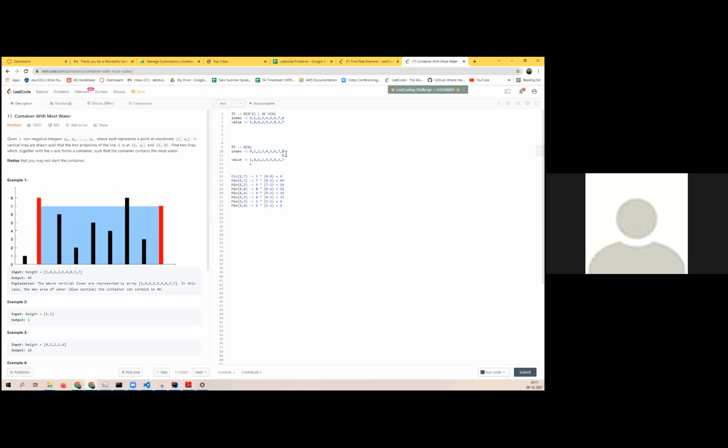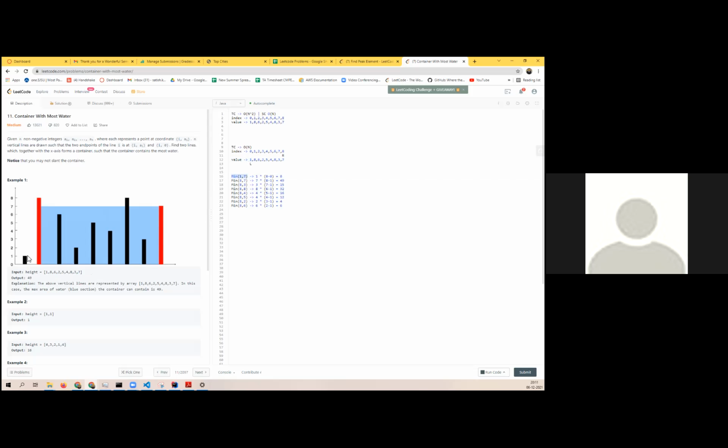So let's assume the left pointer is at height 1, and the right pointer is at height 8. So the maximum water that we can store is bounded by the minimum of 1 and 8, so the value is 7. So 1 and 7. This is the height 1, and this is the height 7. So the maximum that we can store is the minimum of 1 and 7. So this will be the height of the water that we have stored.